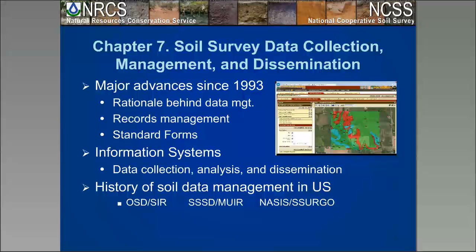Chapter 7 is soil survey data collection, management, and dissemination. Basically, we made a lot of major advances since 1993, and a lot of that is due to the fact that we now have computers that we can collect data with, we can analyze data with, and we can manipulate output with.